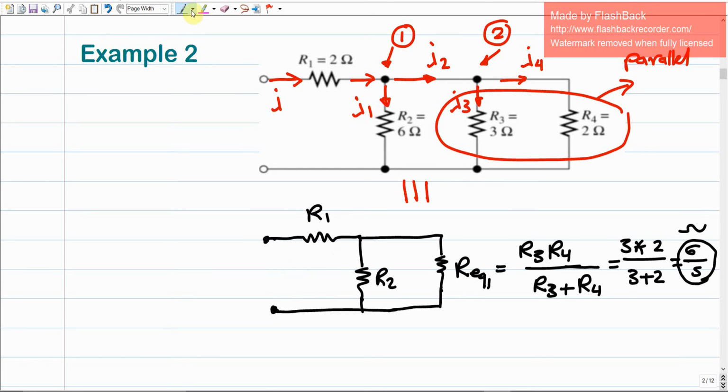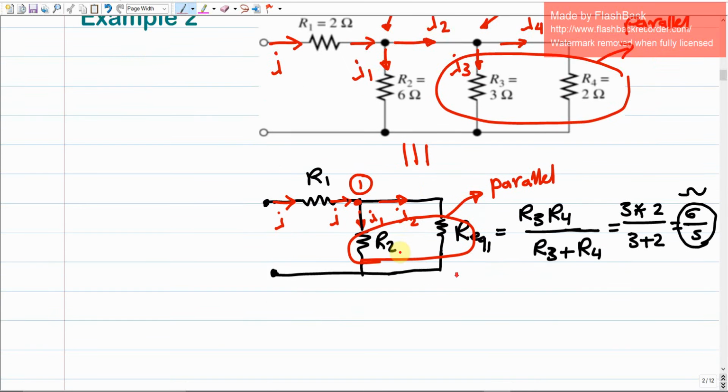Then we're going to repeat the analysis for this electrical circuit, starting from the total current I. At this node, which is going to be node 1, the total current should be split and divided into I1 and I2. So we're going to have here I1, and this is going to be I2. If I ask you what is the relation between R equivalent 1, which we just calculated as 6 over 5, and R2, both of them are parallel resistors. Why are they parallel resistors? Because the current has been divided and split over them. So these two should be parallel resistors.